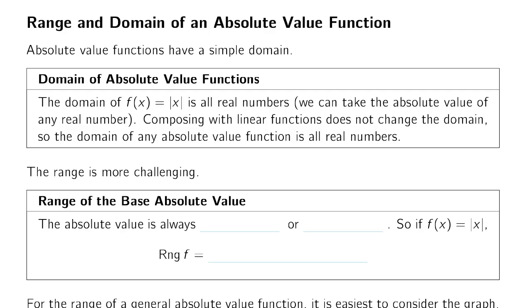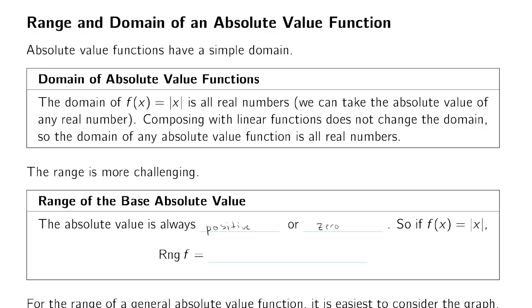The domain of the base absolute value function is all real numbers, right? The way that we defined the absolute value, we can take the absolute value of any real number. Composing with linear functions doesn't change the domain. So the domain of any absolute value function is all real numbers. The range is a little bit more challenging because the base absolute value function does not have a range of all real numbers. The absolute value is always either a positive number or zero.